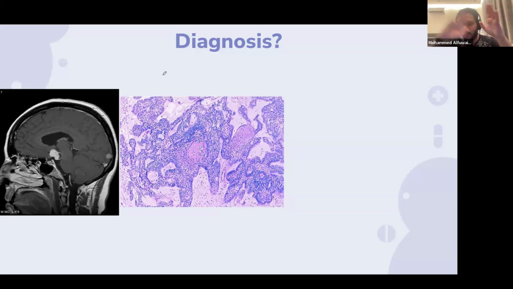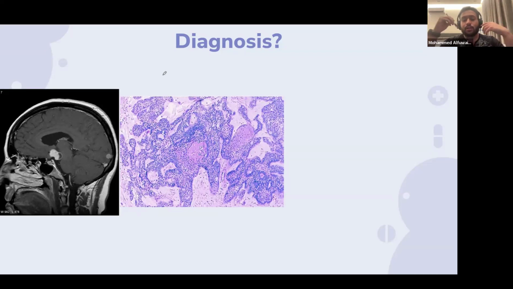If you guys remember, how does the pituitary gland develop? You have anterior, posterior. Let's ignore posterior. The anterior pituitary gland comes from the oral ectoderm. This oral ectoderm will give rise to the anterior pituitary gland through something called Rathke's pouch. If you have a tumor of Rathke's pouch, it will form craniopharyngioma.